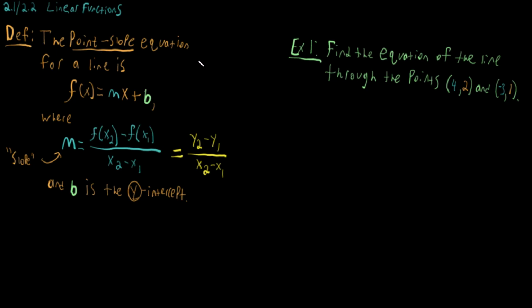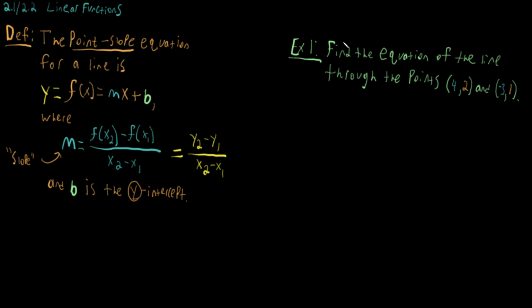The point-slope equation for a line is f of x equals mx plus b, where m, which is the slope, is f of x2 minus f of x1 over x2 minus x1. And that's just equal to y2 minus y1 over x2 minus x1. This is stuff from algebra 1. F of x2 is just y2. F of x1 is just y1. That is, we could have said y equals f of x equals mx plus b. You could read this as y equals mx plus b if you wanted to. And b is just your y-intercept.